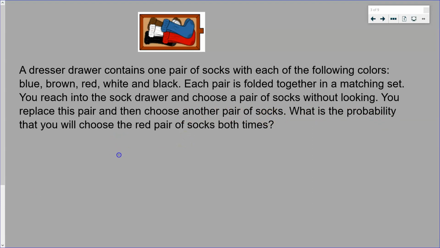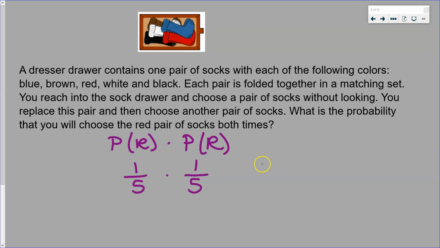What happens here? So we have the probability of drawing a red sock both times. And the chances of that are 1 in 5 because there's 5 pairs. And it's 1 in 5 both times because you put that first pair back, right? So we're going to multiply those together. We're back to our fractions unit where you're multiplying fractions, tops by tops, bottoms by bottoms. And you're going to get 1 over 25, which means the chances or probability that you'll choose a red pair of socks both times are 1 in 25. Not great odds.